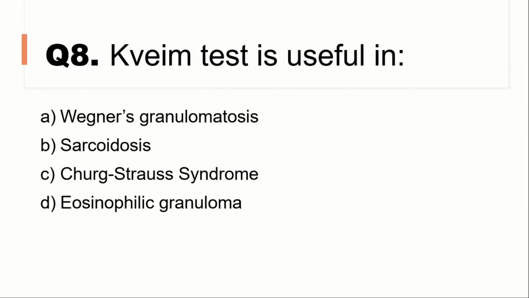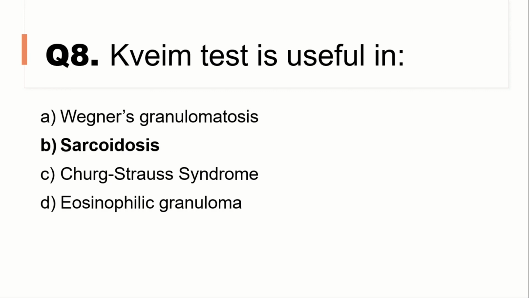Next question. Question number 8. Weil test is useful in: Option A, Wegener's granulomatosis. Option B, sarcoidosis. Option C, Churg-Strauss syndrome. And option D is eosinophilic granuloma. So the correct answer here is option B.